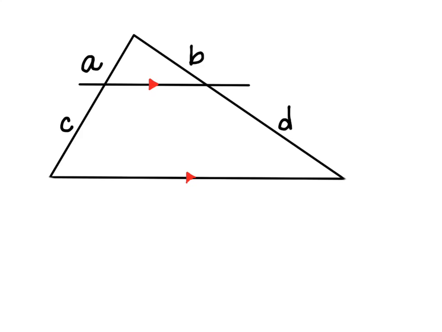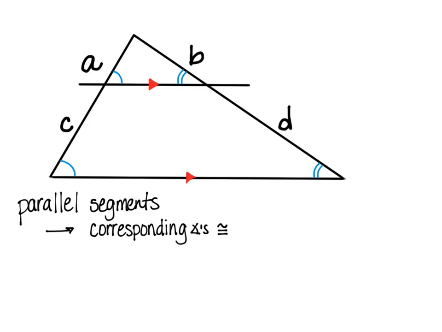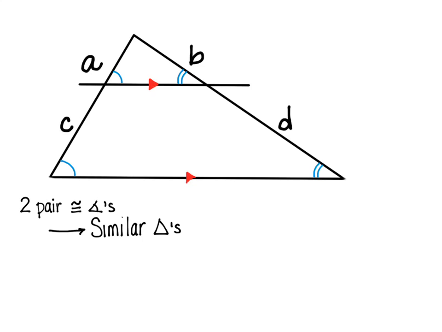It has a segment that is parallel to one of the sides, and it's cut that large triangle so that the left-hand side now has two pieces, piece A and piece C, and the right-hand side has two pieces, piece B and piece D. With the parallels, we have a pair of corresponding angles and a second pair of corresponding angles. So the parallel segments created corresponding congruent angles. And when you have two pairs of congruent angles in two different triangles, you end up with similar triangles.